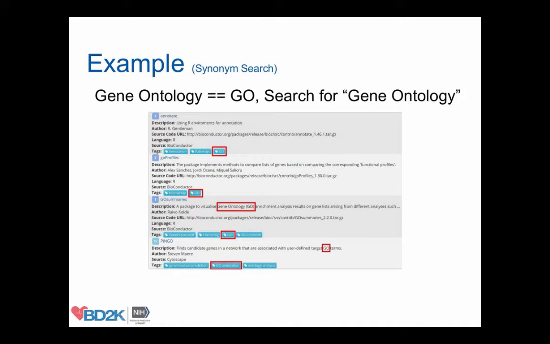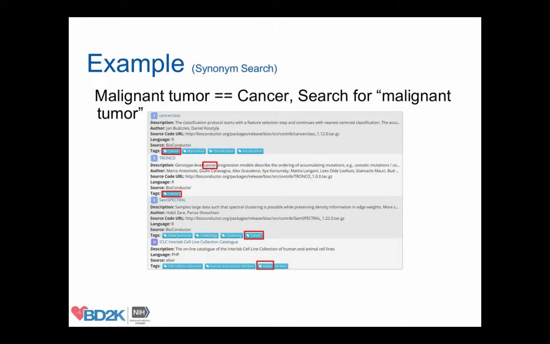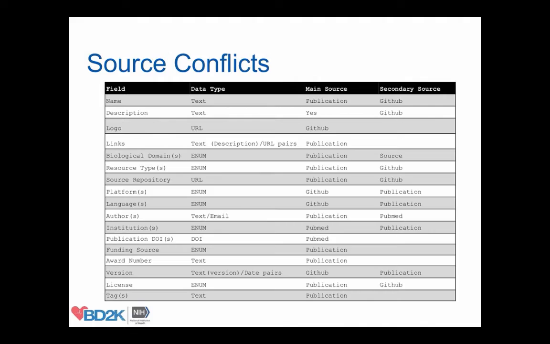For example, a simple case is GEO versus Gene Ontology. People know this, but sometimes they're not just simple abbreviations. People just choose different ways of saying it, right? So we want to be able to link those in our search results.